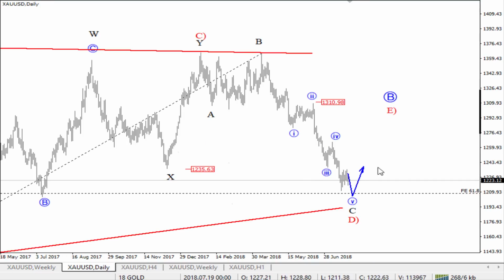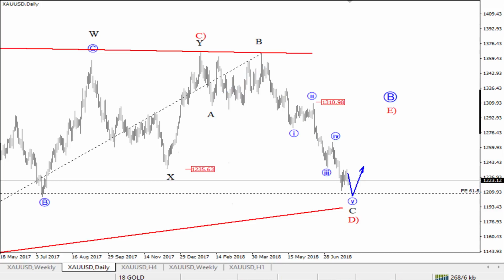So wave E may get underway very soon, because I see prices trading in an extended wave C of D right now, hitting the 61.8% projection level, which is very important for a potential new swing from one subwave within this triangle into another, which means that this wave D could be coming to an end.